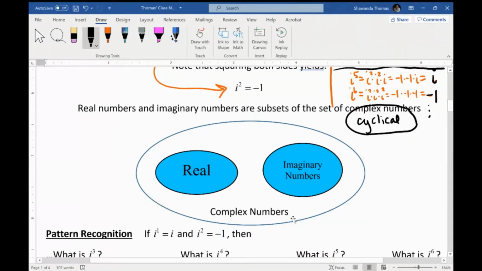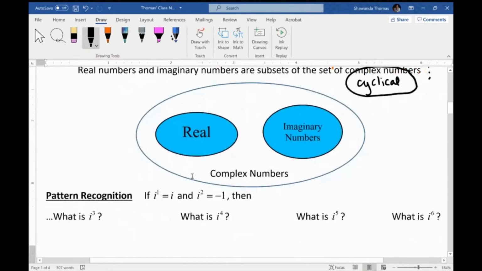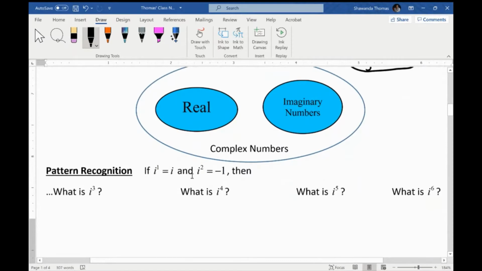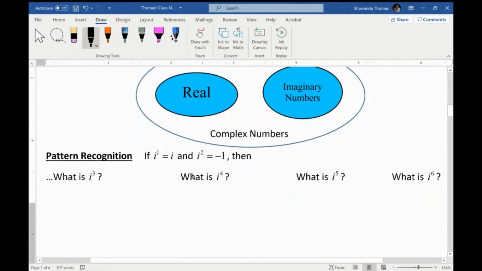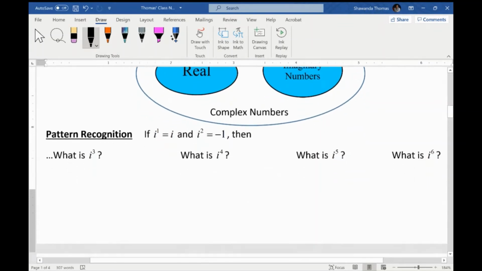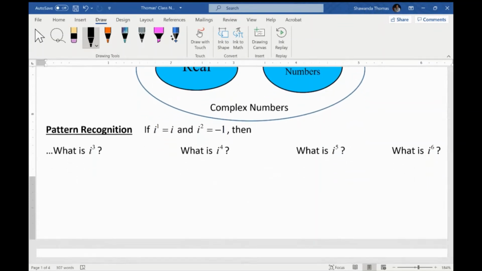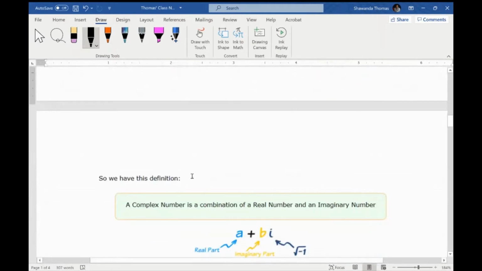So all of it together is called the complex number system. We're just working with two different types of systems. Some of it is similar, but some of it is new, so we're just going to have to learn the new rules for the imaginary number system. I'm going to skip that because we already did some pattern recognition. So we have this definition.